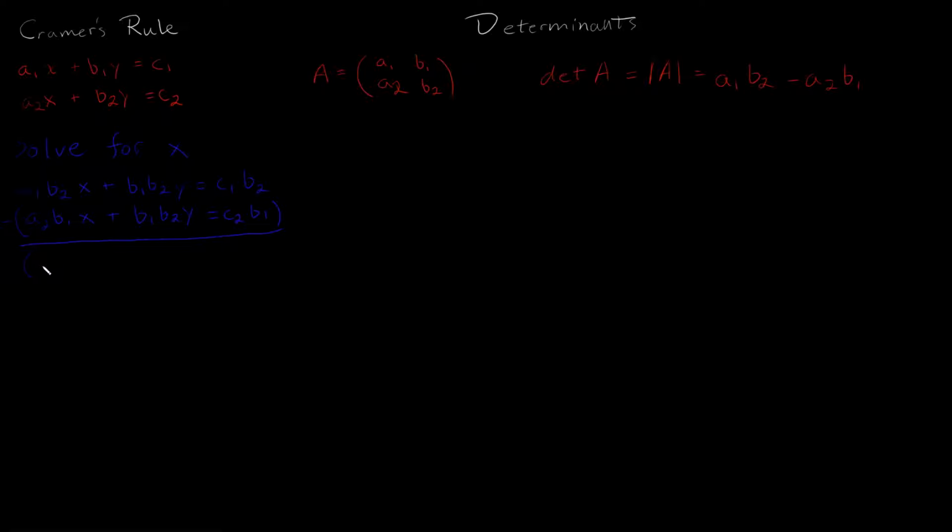Let's collect the terms for the coefficients for x. So that's a1 b2 minus a2 b1 x. And notice here, this stuff cancels for the y. And then we get c1 b2 minus c2 b1. That's the right-hand side. So this is great. We have the determinant right here, and a thing that actually looks a whole lot like the determinant here.